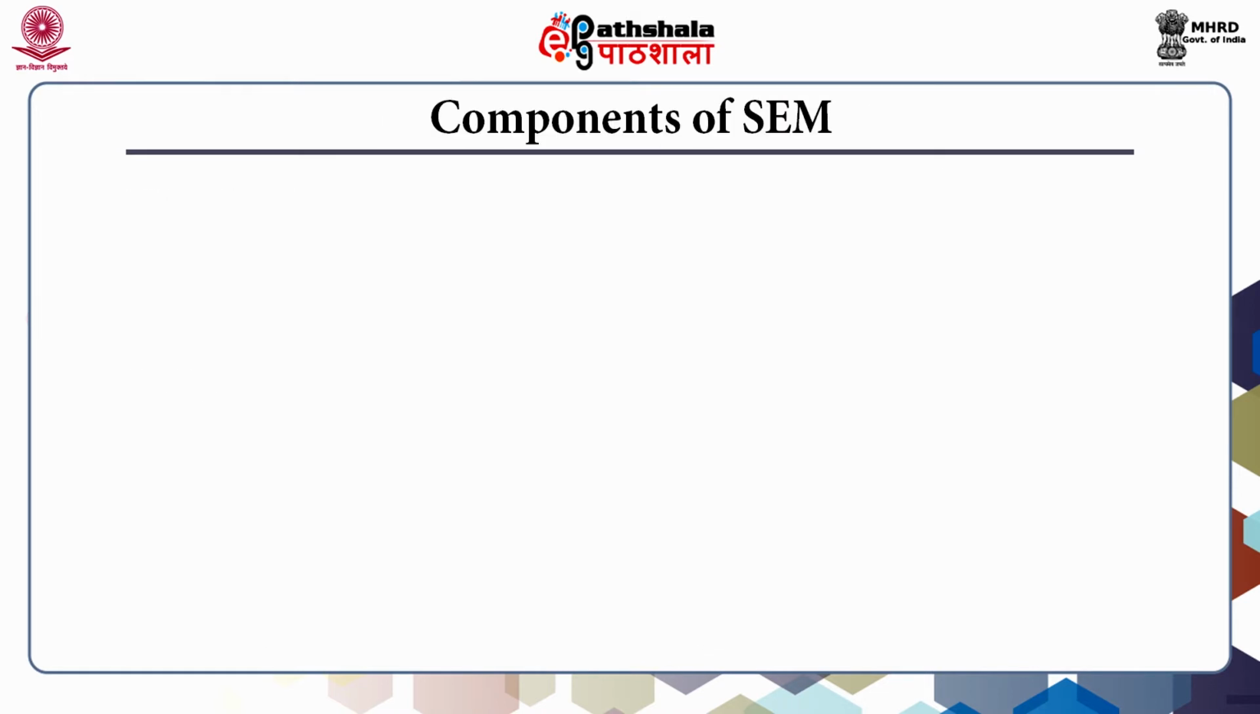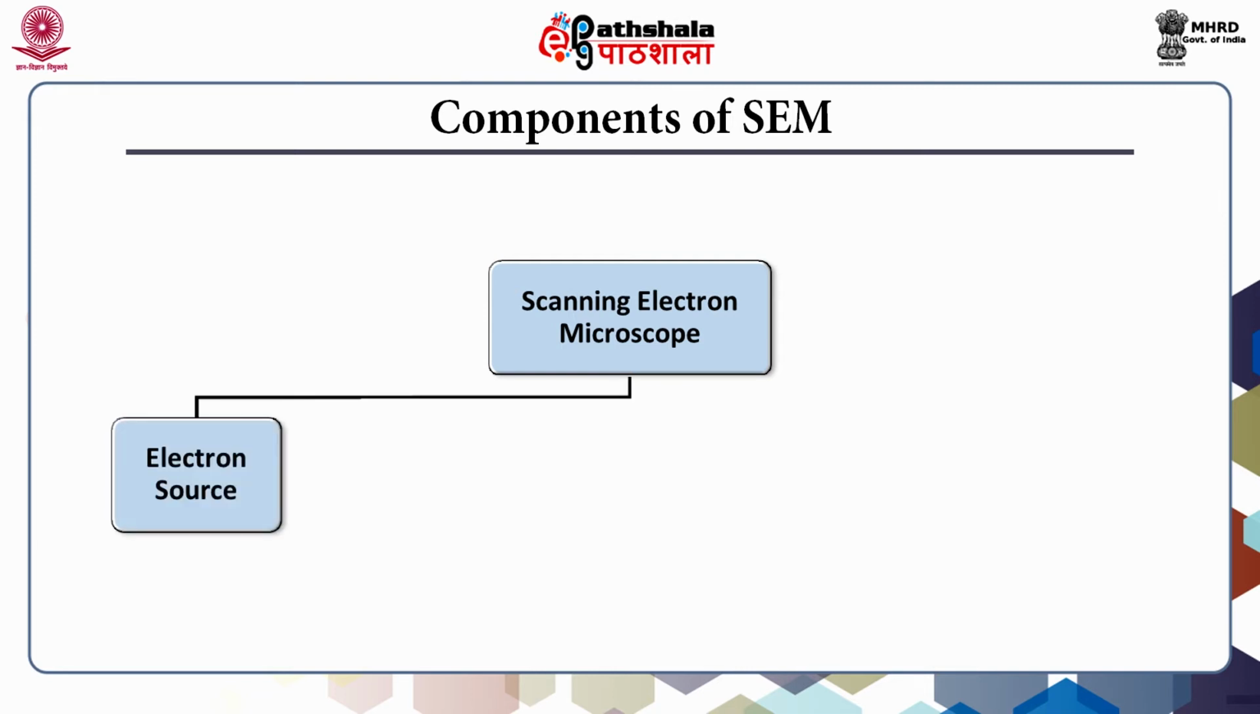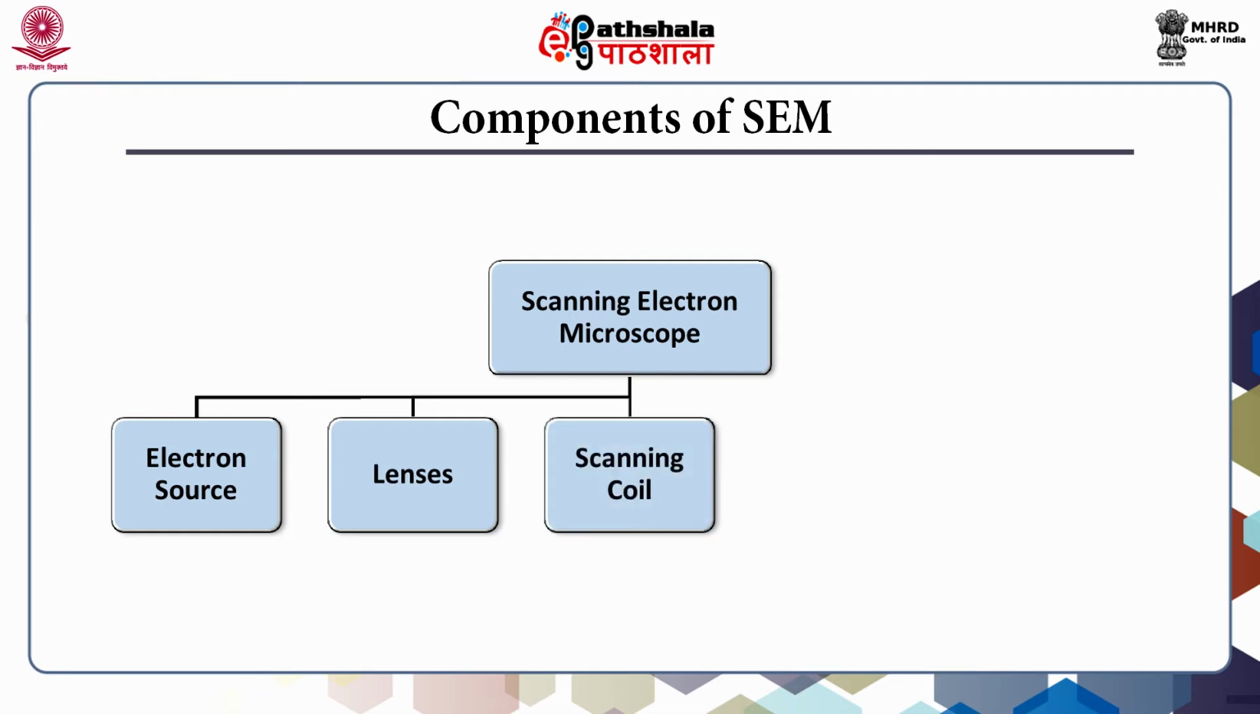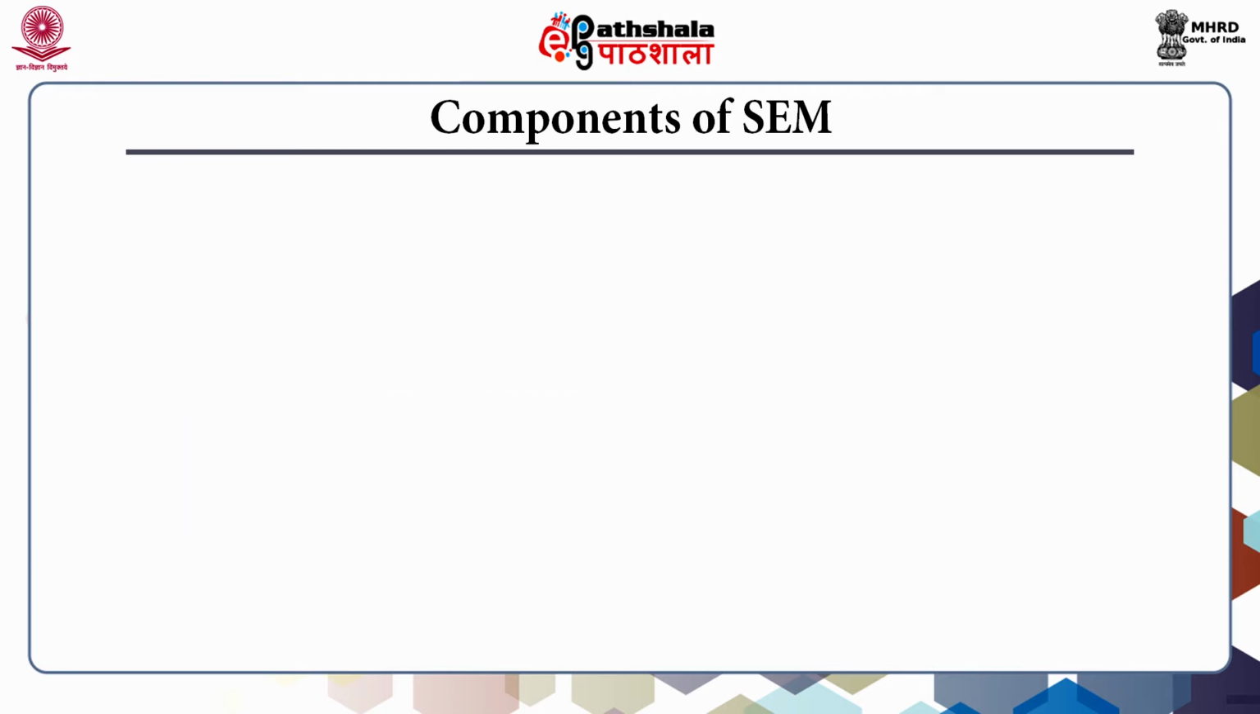This slide shows the various components present in the scanning electron microscope. This includes electron source, electromagnetic lenses, a scanning coil, sample chamber and detectors. Additionally, computer setup and related peripherals are also required. The electron source is one of the important components of the scanning electron microscope.